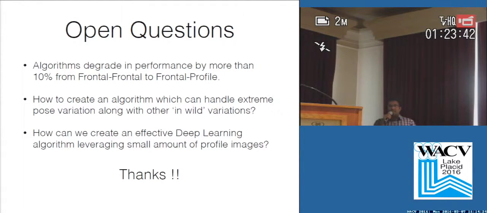While creating this dataset, we noticed that it's very hard to obtain a large number of profile images of a person, especially celebrities, because most of the celebrity images that you find are frontal. So if we want to train a deep network, we would need at least hundreds or thousands of profile faces of a person, which would be very difficult to obtain. The question that we raise is how can we efficiently learn a deep network by using the small amount of profile images that we have and still do much better than not training on profile images.